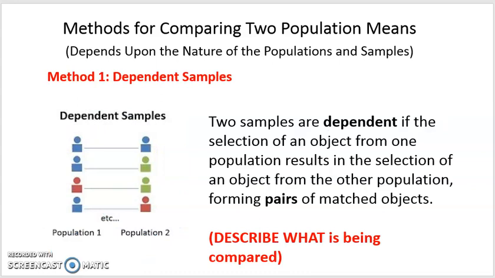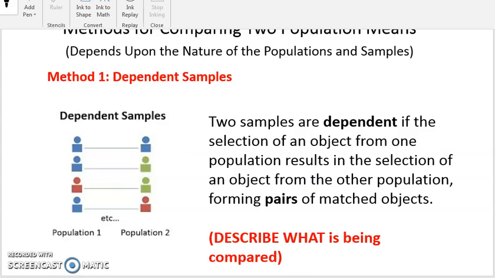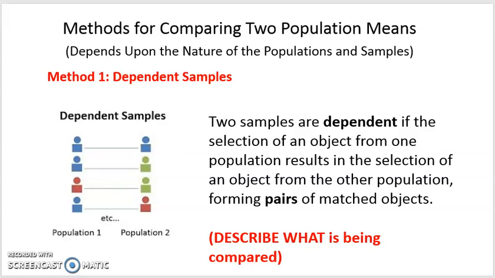The other type of sample is called dependent samples. And dependent samples are a very special type of sample. They occur in certain situations. So here's the definition of dependent samples. Two samples are dependent if the selection of an object from one population results in the selection of an object from the other population, forming, and here's the key, matched pairs of objects. If you think that two samples are dependent, I'm going to ask you to tell me what's being compared. And we'll see an example of that in just a minute.